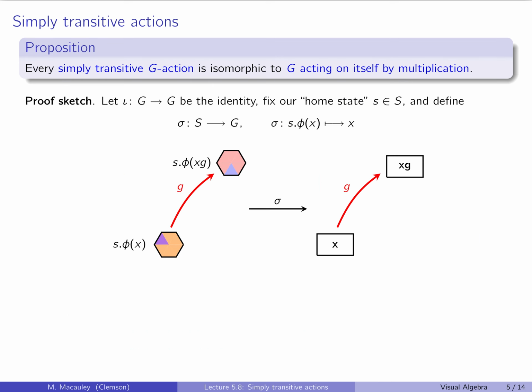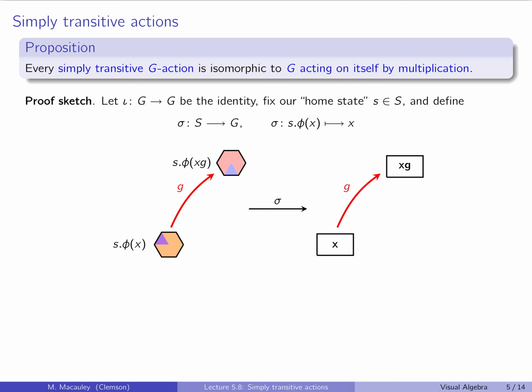Okay, let's prove this, that every simply transitive G action is isomorphic to G acting on itself by multiplication. And the proof will be completely analogous to what we did in the previous lecture, that every transitive G action is isomorphic to G acting on a set of cosets by multiplication. So actions are isomorphic, recall, if they are equivalent, and the isomorphism between the groups is just the identity. So we have to define a map and prove that it's a bijection and that it commutes with the action.